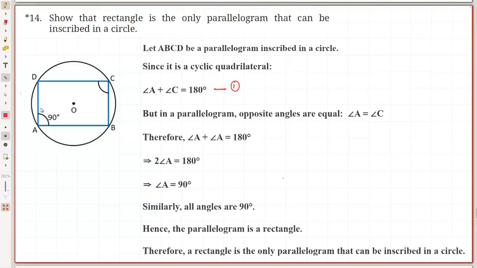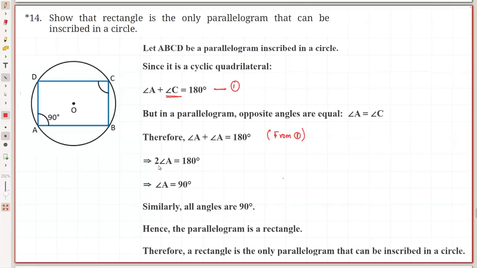But we have taken ABCD as a parallelogram. In a parallelogram, opposite angles are equal. Angle A should be equal to angle C. Therefore, in the place of angle C, I can write angle A. That means angle A plus angle A is equal to 180 degree. From 1, instead of angle C, I can write angle A. Why? Because both are equal.